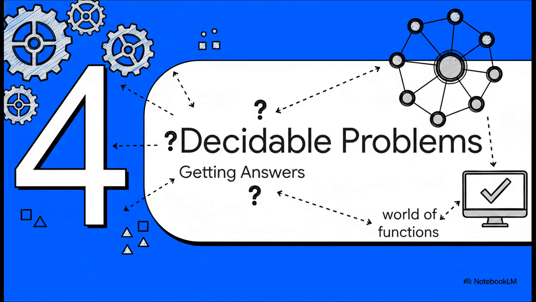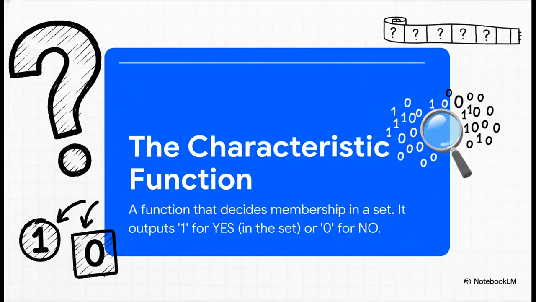So this is all great, right? We built this whole world of functions, but how does this get us back to our original question? What problems can a computer actually solve? Well, let's connect those dots right now. To answer a problem, we need a special kind of function that can give us a clear yes or no answer. Enter the characteristic function.